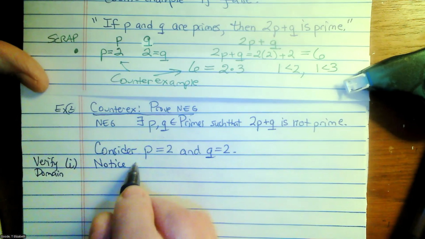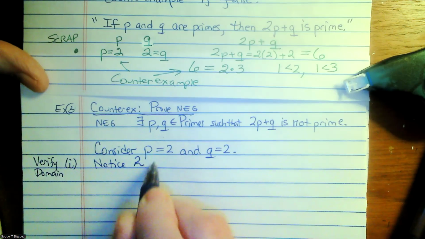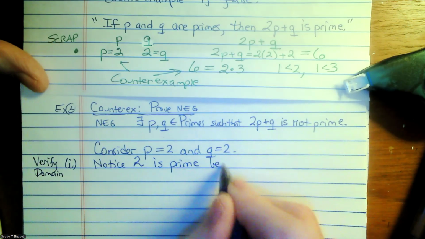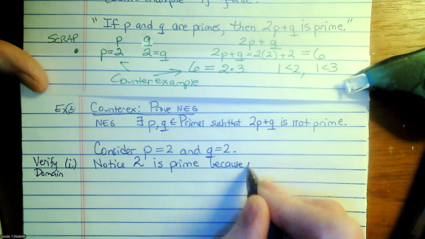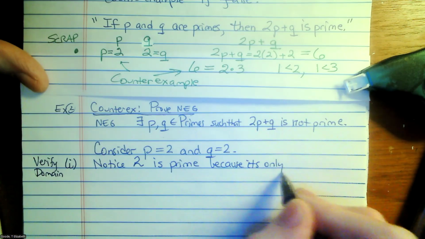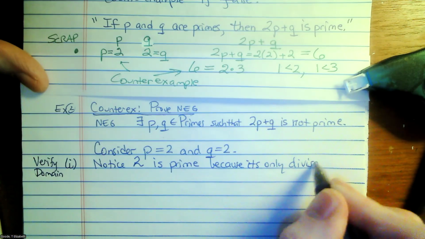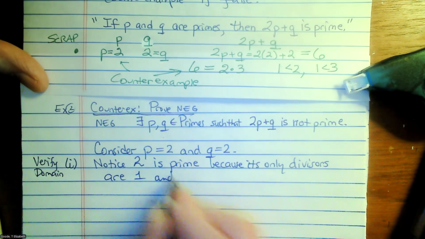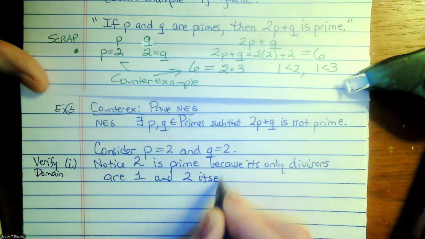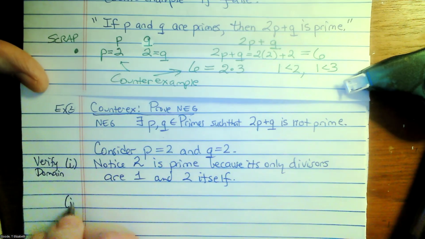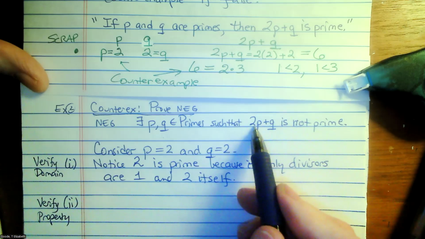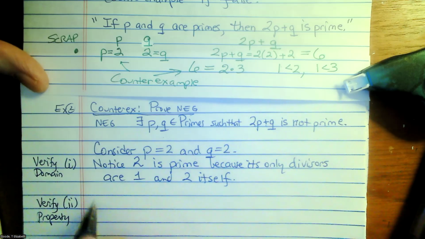This is where I forgot what we say after. Notice 2 is prime because its only divisors, and we're talking positive divisors, are 1 and 2 itself. Great. And then part 2 is to verify the property. And the property is that 2P plus Q is not prime.